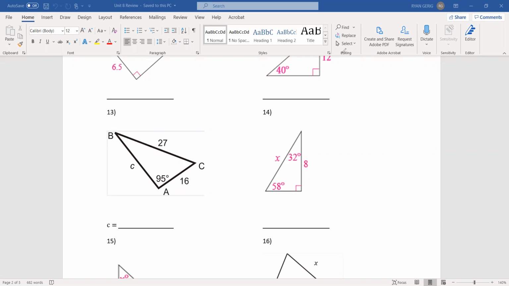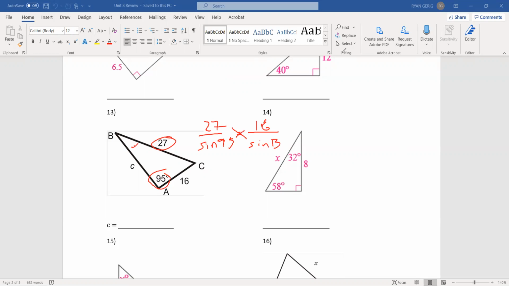So I'm going to use law of sines because I have an angle and the side opposite. So I'm going to say 27 over the sine of 95 equals, I have 16 as another side, but what's the angle across from 16? Angle B. So sine of B. Kind of an indirect way, we are looking for C, but I don't have any information to help me with C. All right, cross multiply.